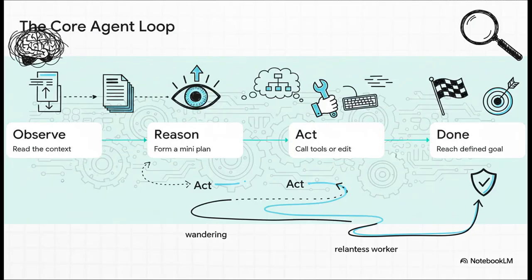Under the hood, an agent functions on a continuous core loop. Step 1, observe. The agent reads its context, its files, its environment. Step 2, reason or think. It forms a mini plan on what to do next. Step 3, act. It calls a tool, edits a file, or runs a web search. And it loops these 3 steps over and over and over again until it strictly hits step 4, a predefined definition of done. Because if you don't give it that definition, it just wanders. But when you do, it becomes a relentless worker.